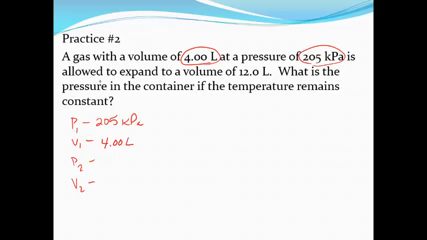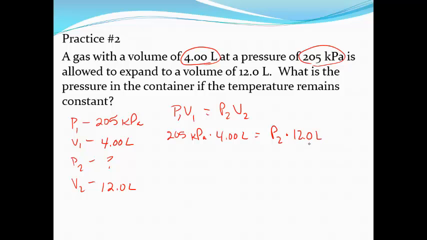Now it says that the balloon is allowed to expand. The volume is now 12.0 liters, which is our new volume. And the question is, what is the pressure in the container? And the temperature remains constant. So that's just telling us the temperature is not a factor that we need to include in the equation because it's not changing. So pressure 2 is what we're looking for. We're still using our same equation, Boyle's law, pressure and volume, and we're plugging in all of the numbers that we're given except for our unknown. That's what we're solving for. So we don't know what our second pressure is, but we know the second volume, 12.0 liters.